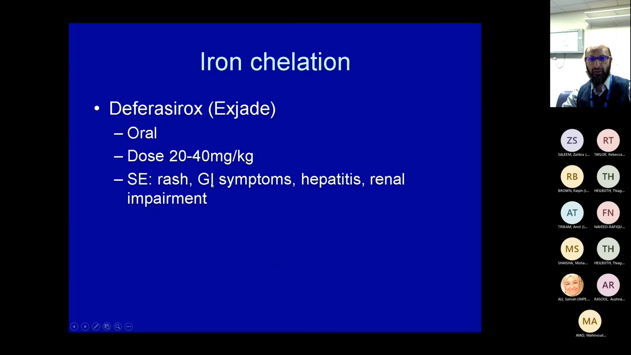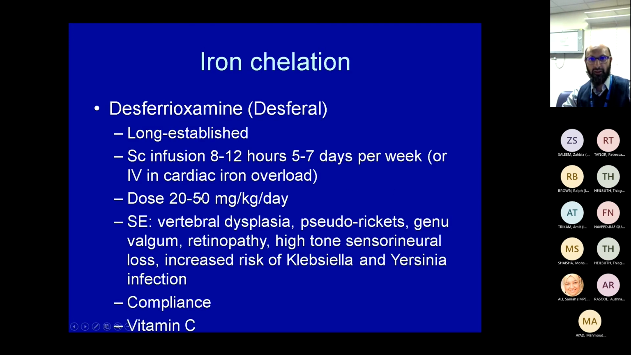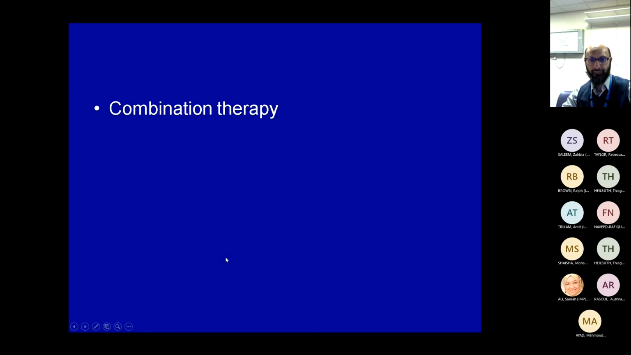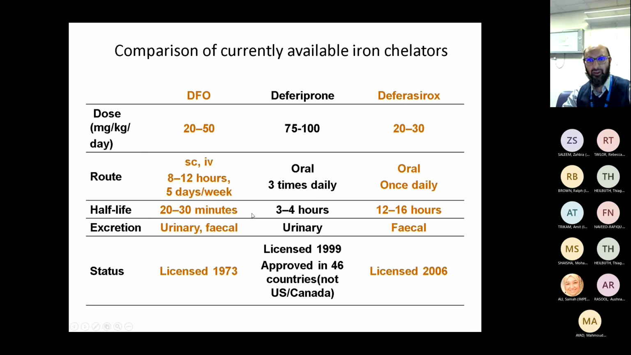Deferiprone's most common side effects are GI side effects, and it can cause hepatic and renal impairment. Desferrioxamine, you can see there. Combination therapy can also be used in patients with severe iron overload. The advantage of combination therapy is that if you're using two drugs instead of one, you can reduce the dose of each of the two drugs and therefore reduce the side effects of each of the individual drugs.